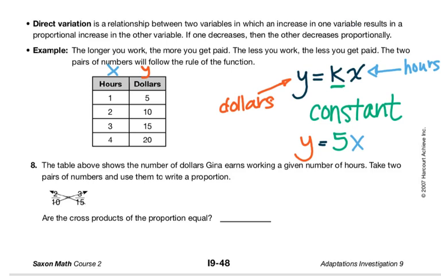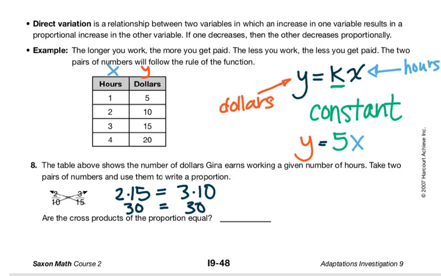Another way you can know that this is a direct variation is through cross products. So look here what they did. They took the 2 and 10, and the 3 and 15, and they did cross products. Well, 2 times 15, does that equal 3 times 10? Well, 30 does in fact equal 30.